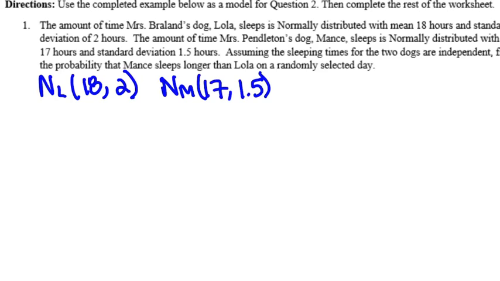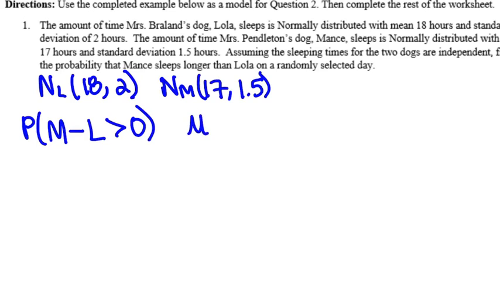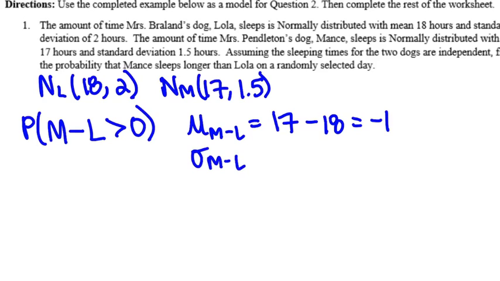For Mance to sleep longer than Lola, we want the probability that Mance's sleeping time minus Lola's sleeping time is positive. That means that if Mance slept 20 hours and Lola slept 18, it would be a positive number. We have to do this as a difference because that's the only rules we know. We have sum or difference rules. This can be written as a difference. What that means is I need to find a new mean for Mance minus Lola. I'll take Mance's mean minus Lola's mean and get -1. And a new standard deviation for Mance minus Lola.